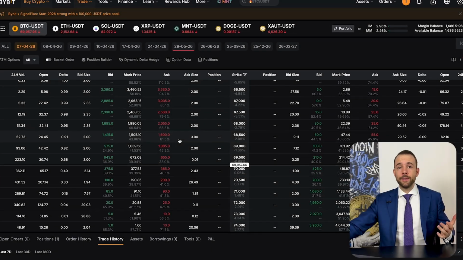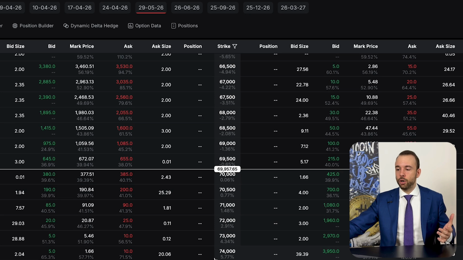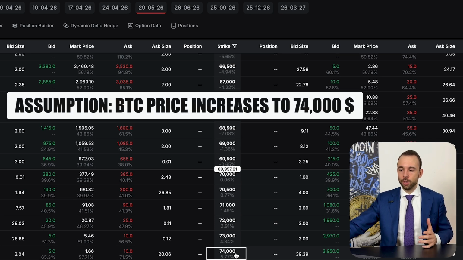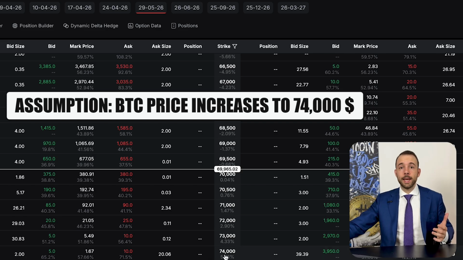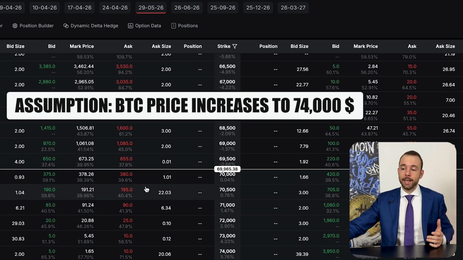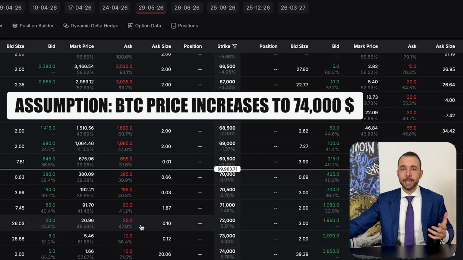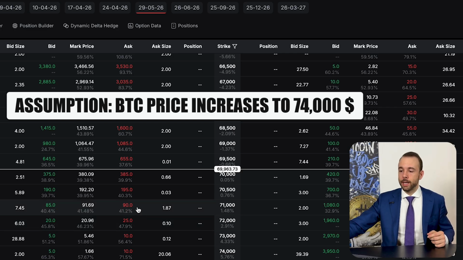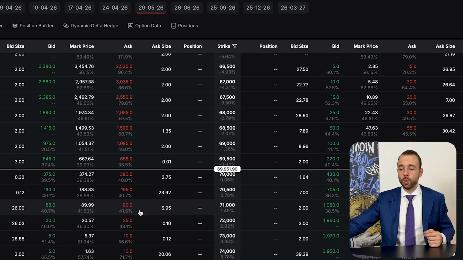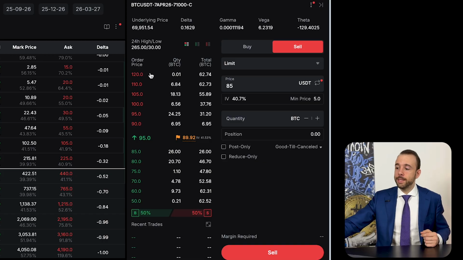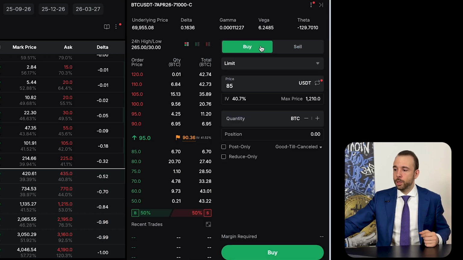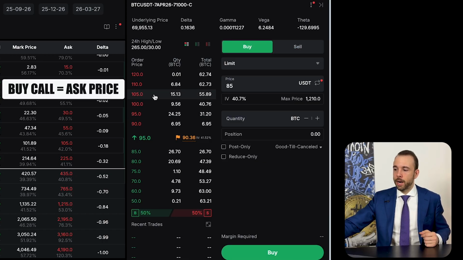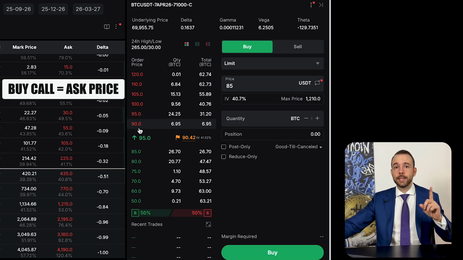So let's assume I think that the Bitcoin price could skyrocket to $74,000 or 5% higher than the current market price. And in this case, I can select the strike price that I would like to choose. So as an example, let's take $71,000. And to buy this call option, we have to click on it, and here we can see the trading window. To buy the call option, we have to take a look at the ask prices. In this case, the best ask price is equal to 90 USDT for one single BTC.